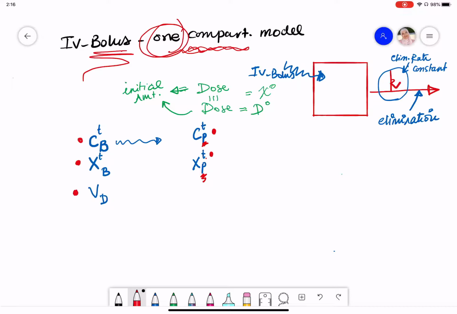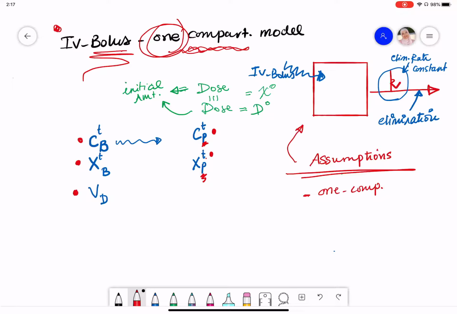Okay, so as we mentioned before, to have any model, kinetic wise or any other model in general, we have what we call assumptions. And for our model, the IV bolus one compartment model, first thing first, we mentioned that we are talking about one compartment model, and by default this is one of our assumptions.